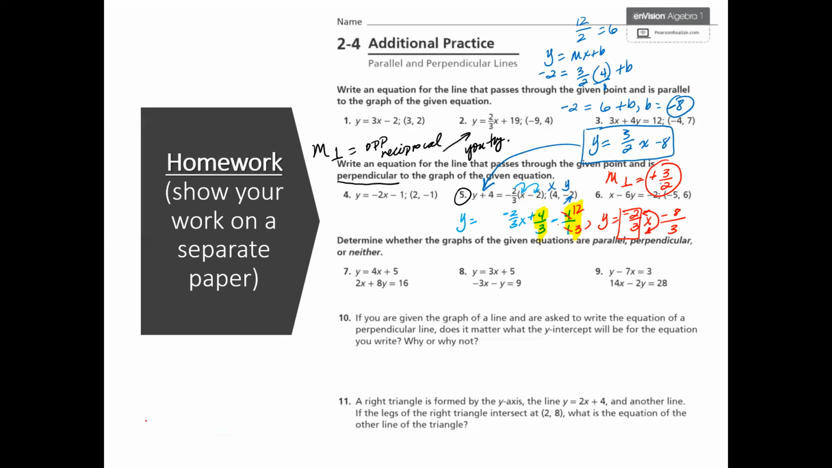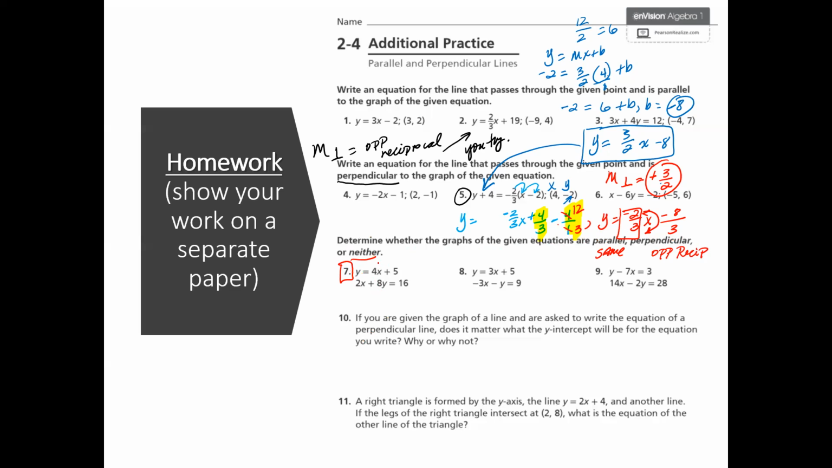All right, let's go ahead and take a look at the next set of questions. It says, determine whether the graph of the given equations are parallel, perpendicular, or neither. Okay, remember, if it's parallel, it'll be exactly the same slope. If it's going to be perpendicular, it will be opposite, reciprocal. Now, if it's not parallel or perpendicular, then of course it's going to be neither. So let's give that a try. Take a look at question number 7.